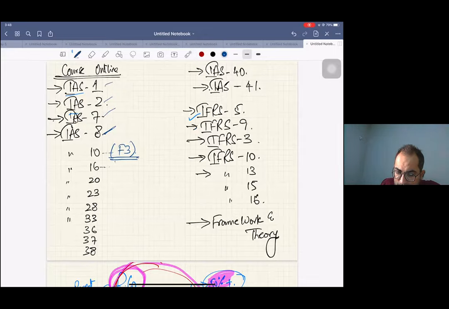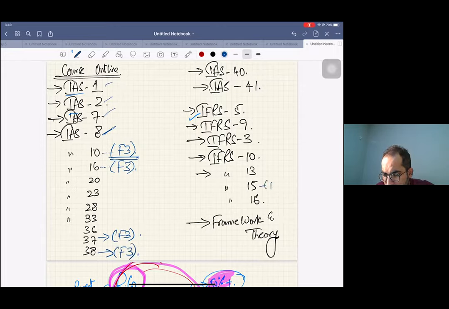IAS 16, you have done in F3, and there is some advanced portion of IAS 16 as well here, the revaluation side. Then IAS 37, you have done in F3. IAS 38, okay. A little bit of IFRS 15 you have done in F3, right? Okay. But don't worry, we'll be revising it.